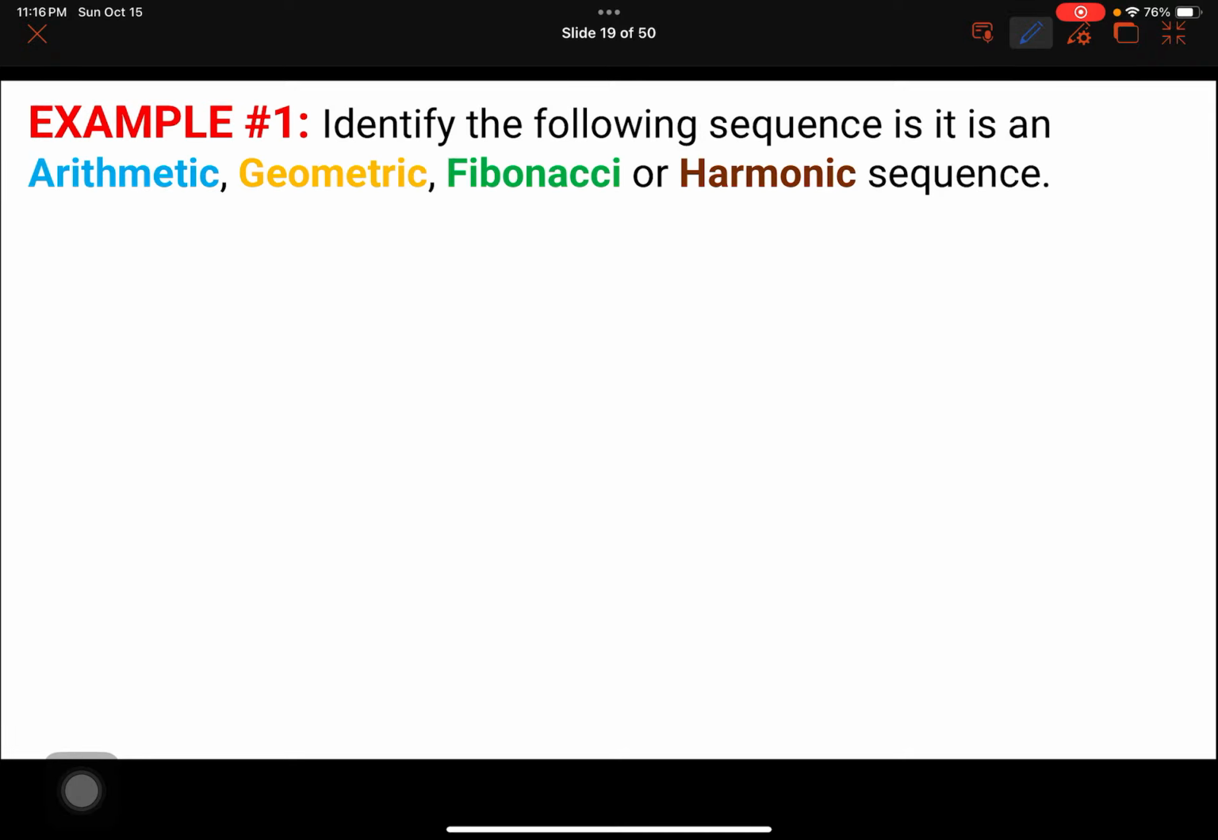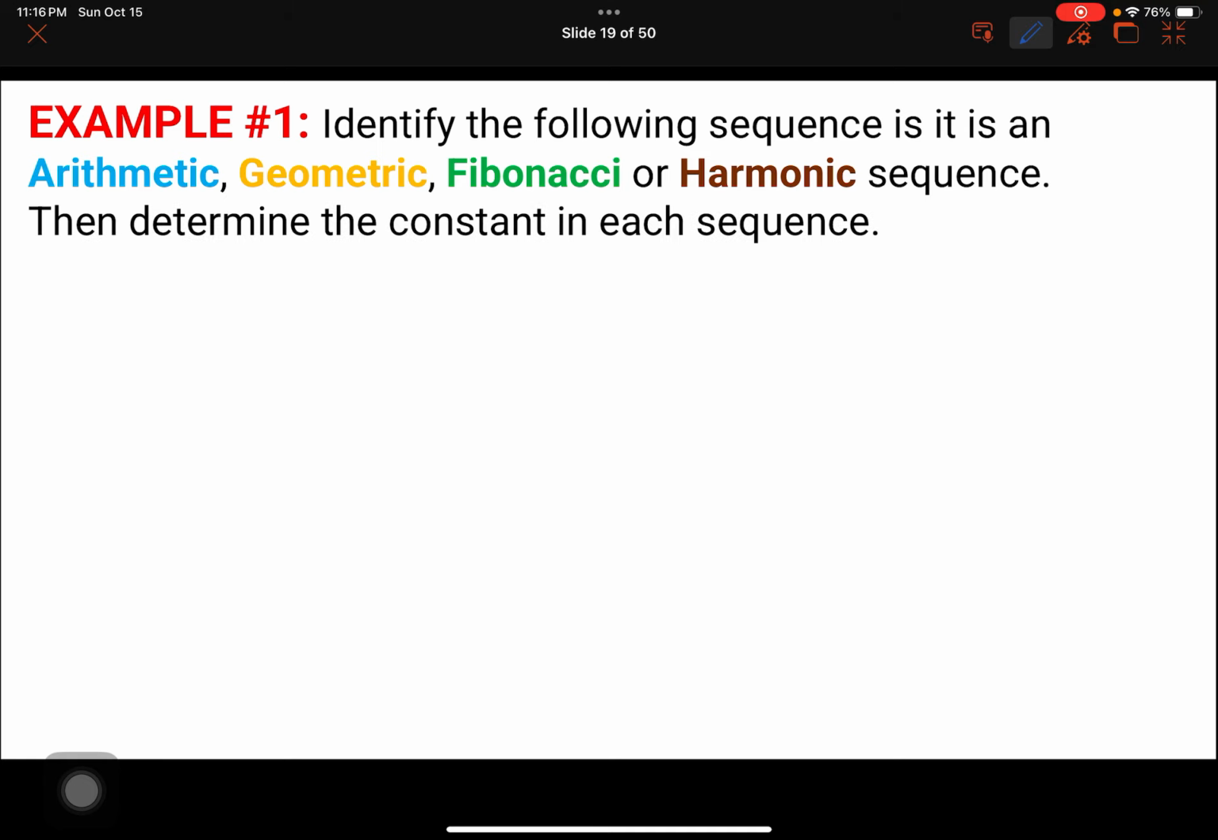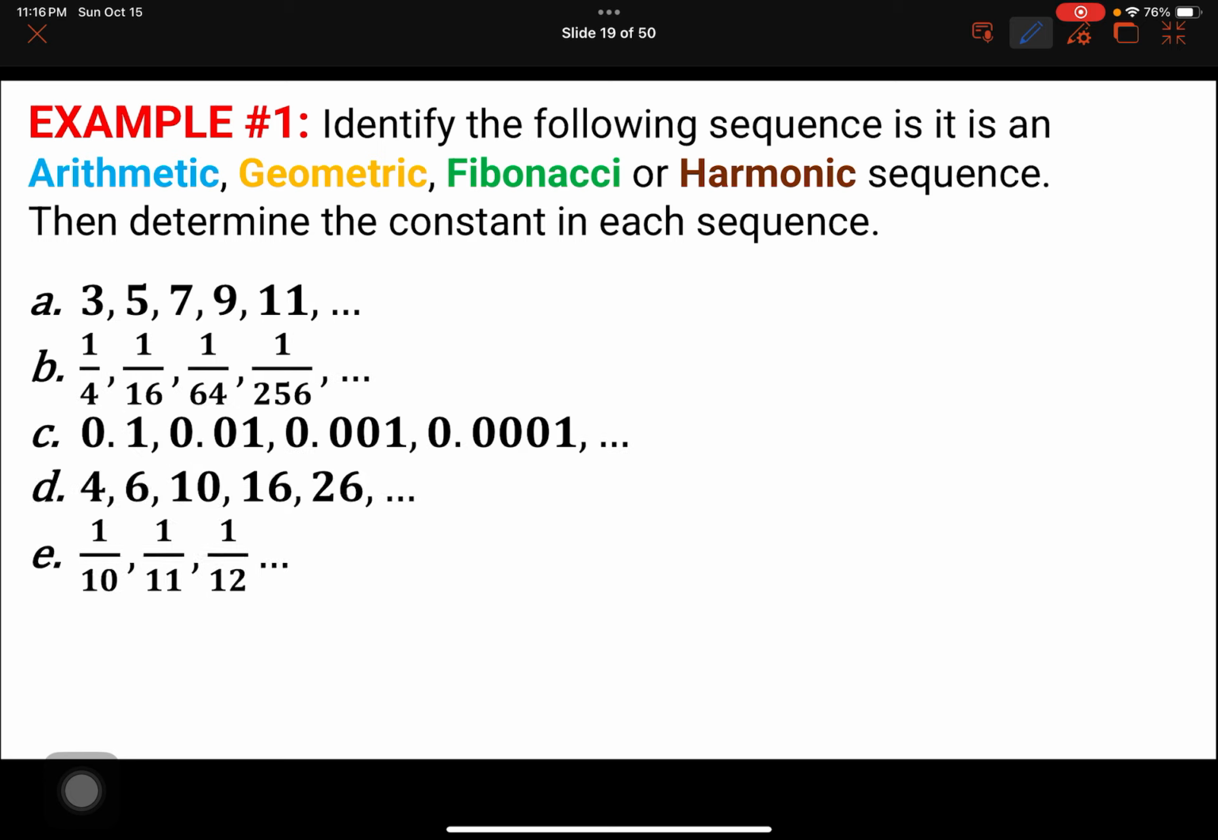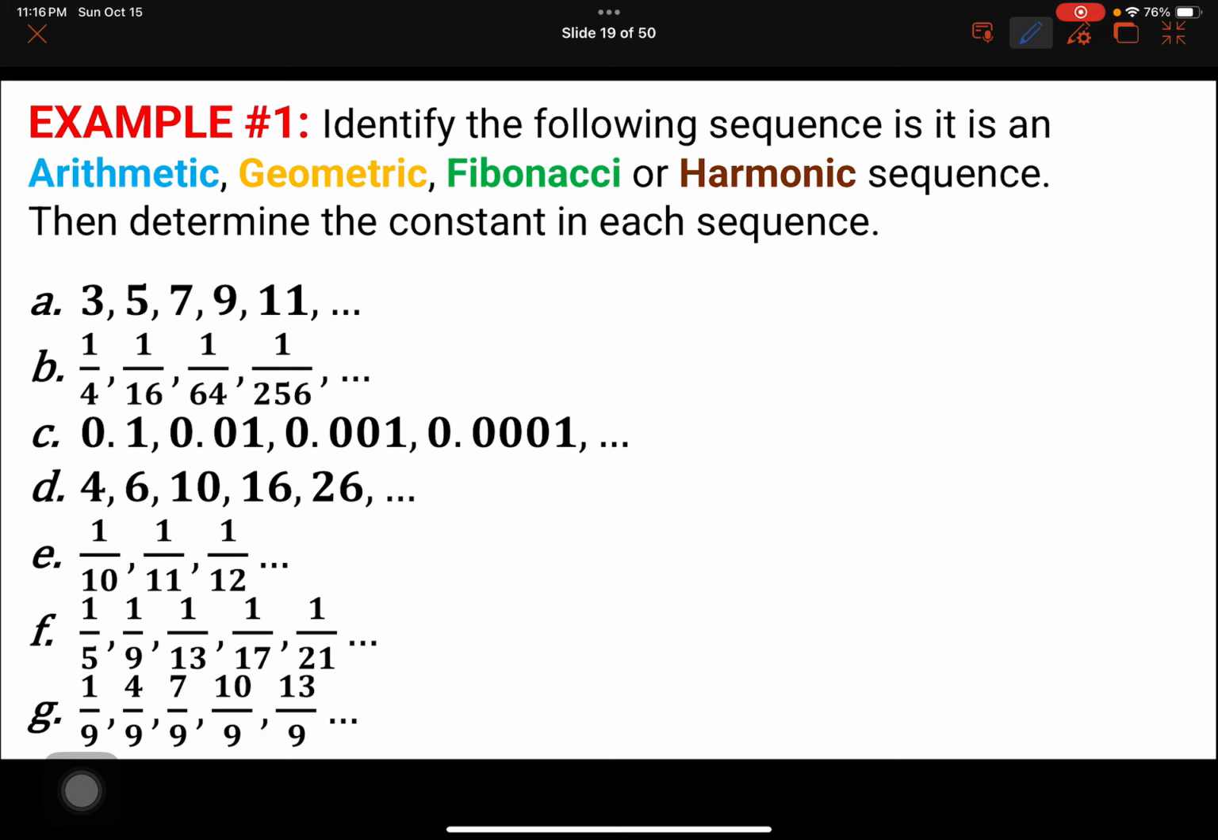Let's have our examples. So you will identify the following sequence if it is arithmetic, geometric, Fibonacci, or harmonic sequence. Then let's determine the constant in each sequence. So let's write them first all, then try to answer first, saka natin siya sagutan. Okay? So let's have the letter A. So we have 3, 5, 7, 9, 11.